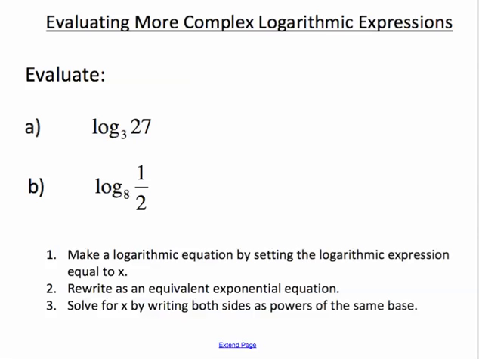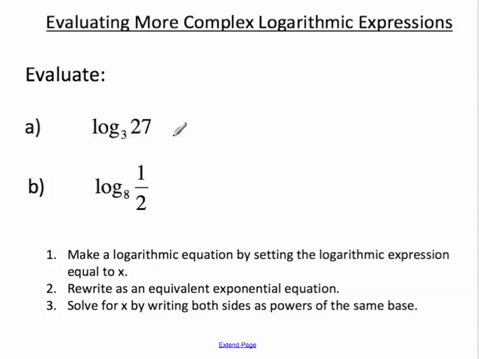In previous videos, we introduced the concept of the logarithm and we began to evaluate some logarithmic expressions. In this video, we're going to look at how to evaluate more complex logarithmic expressions. To begin with, let's do one of the more basic ones like we've previously looked at.